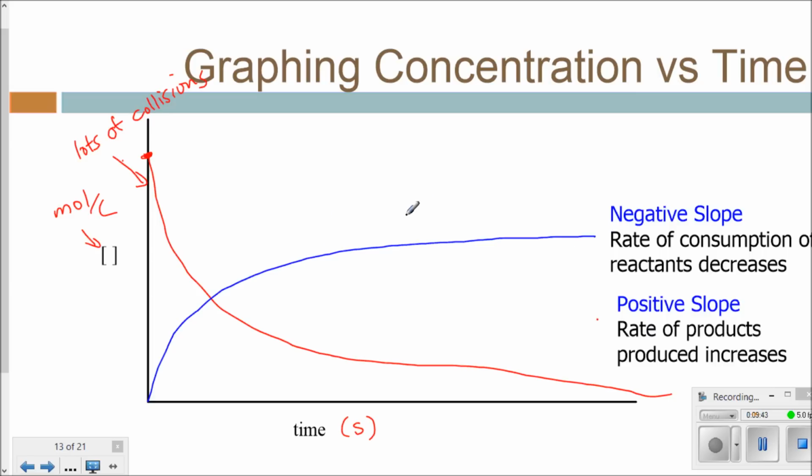So this is the blue line. It represents the products, and the red line represents the reactants. Now over here we say that this has a positive slope, and that's the products, okay? The negative slope represents what's happening to the reactants.